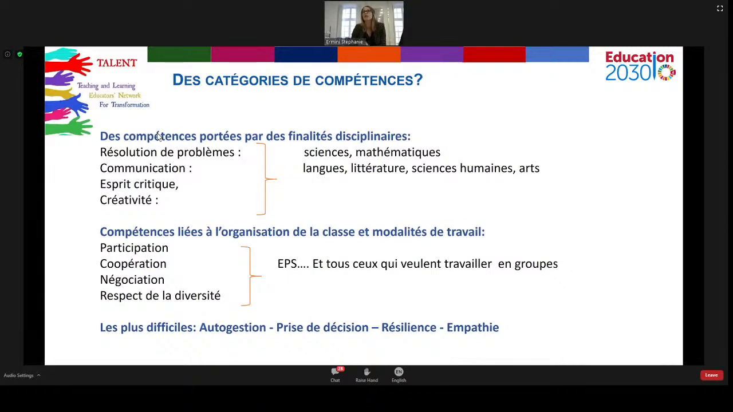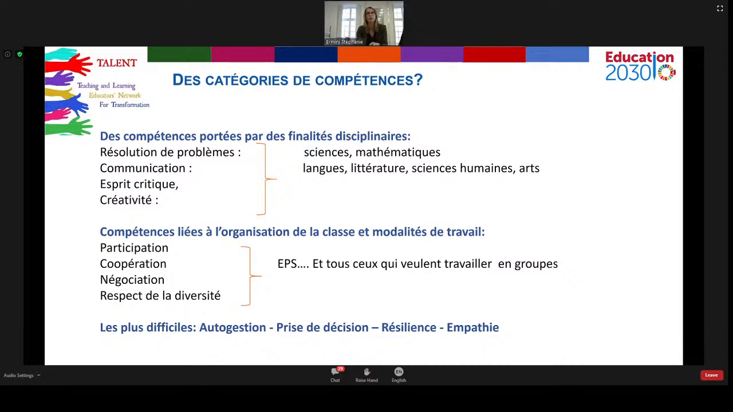Something on the selection of skills. Are there skills categories? Now, all subjects can actually work on all skills, but for certain subjects, certain skills can be worked even better. The natural trend is to choose skills depending on the subject. So problem resolution in mathematics, communication in language and literature. And there's also a risk that some skills can only be used in certain subjects. So it's really important that the subject should really see what contribution they can make to the skills.